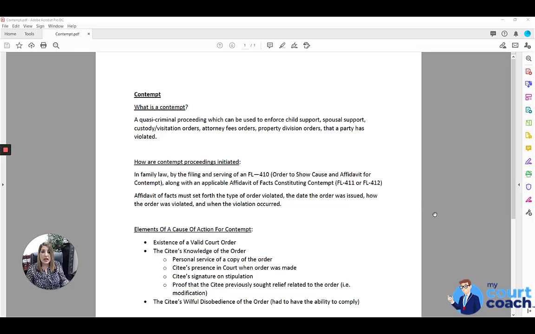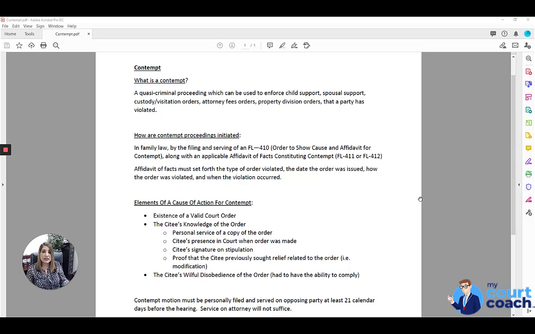How is a contempt proceeding initiated? There are certain mandatory forms that are required. In family law, you need to file and serve the FL 410, that's the order to show cause and affidavit for contempt, along with the applicable affidavit of facts constituting contempt, and that can be either your FL 411 or 412. We will have separate videos addressing how to fill out each of those forms.